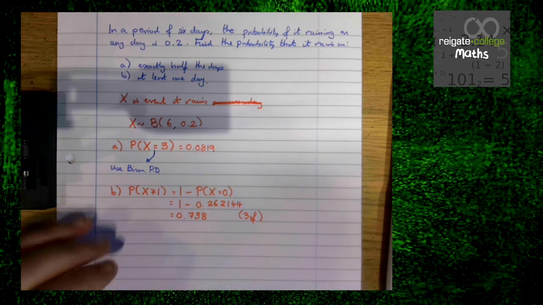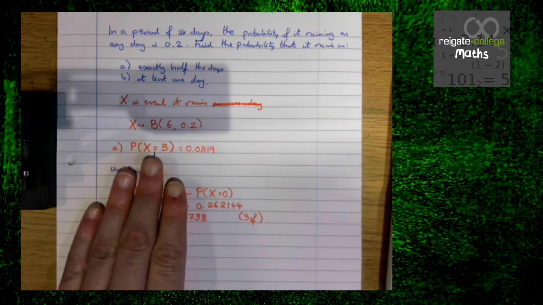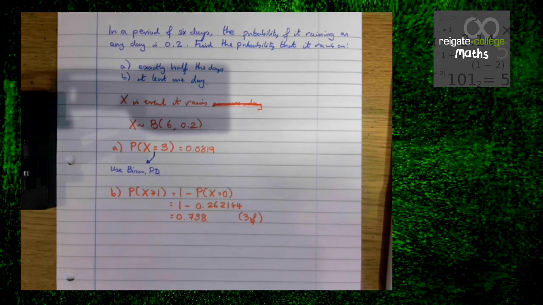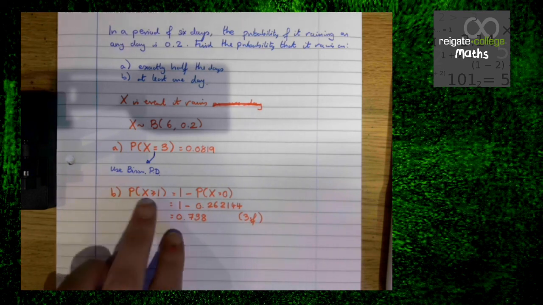That's it for binomial PD. So when we're finding exact values, what we'll do in the next video is look at cumulative distributions when we do inequalities like this.